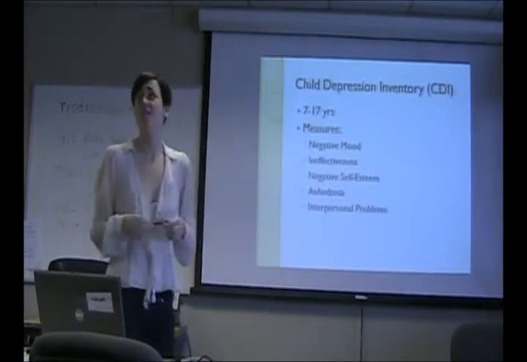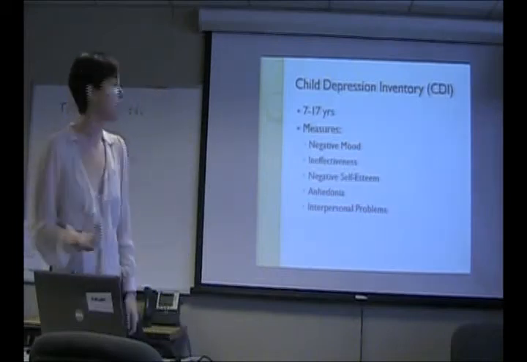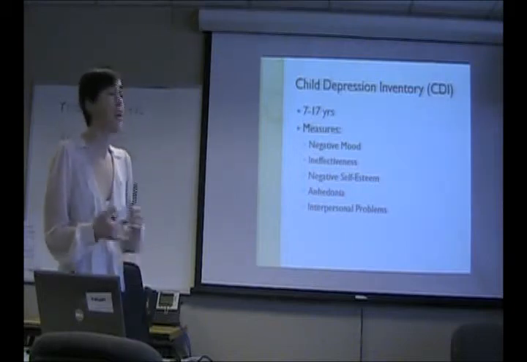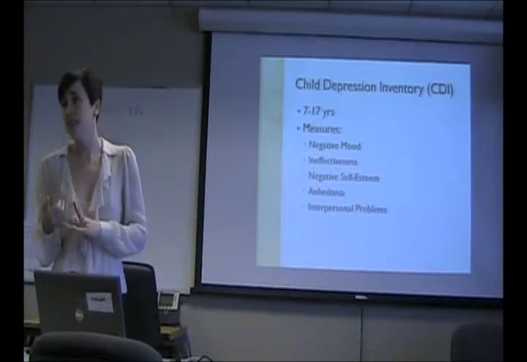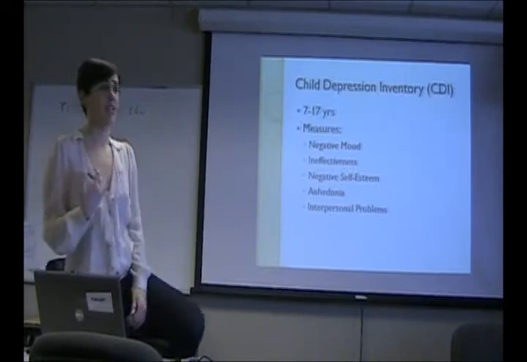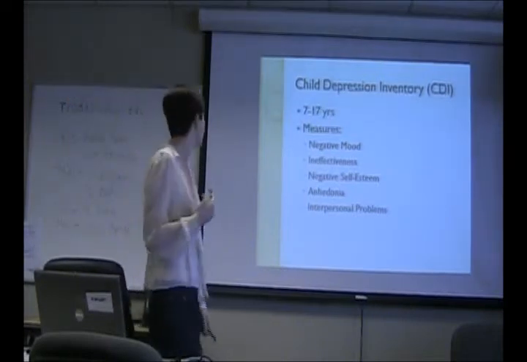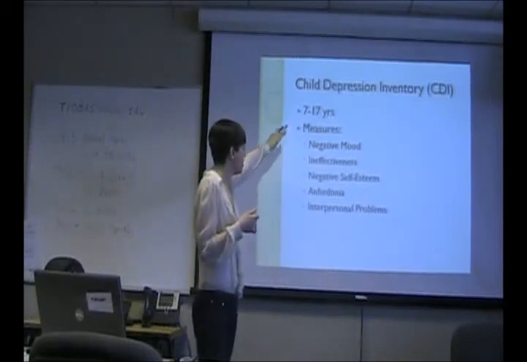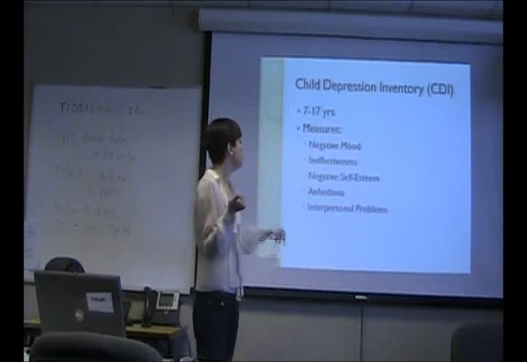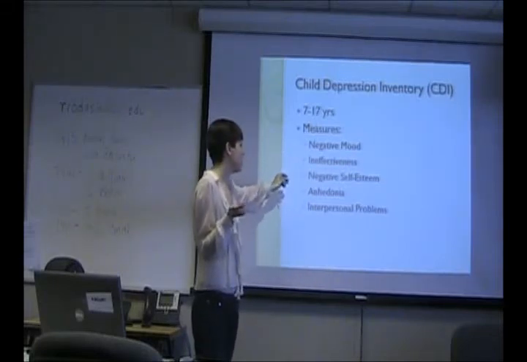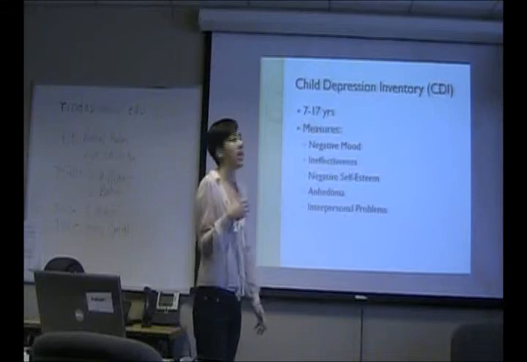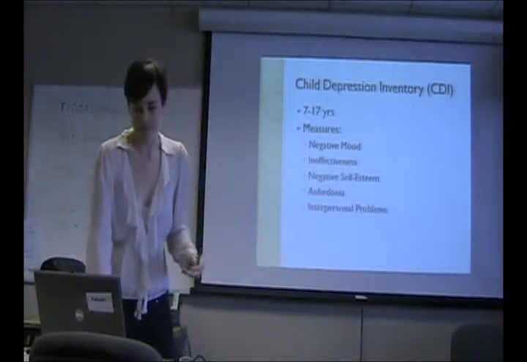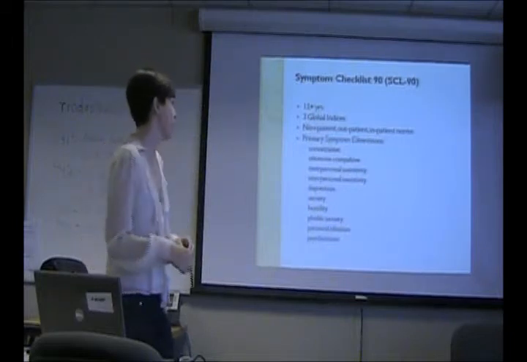Another important one to have an awareness of is the CDI, the Child Depression Inventory. It's for children aged 7 to 17 years. It's really quick to administer. From memory, I think it only has 15 items. It arrives at these 5 measures: negative mood, ineffectiveness, negative self-esteem, anhedonia, and interpersonal problems. Really straightforward. And then the SCL 90.